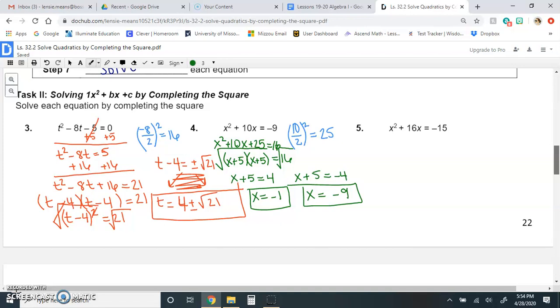All right, let's look at number 5. Like I said before, it's really important that you pause the video, go ahead and try this one on your own, see how far you can get, even if you do it on a separate piece of paper or something.